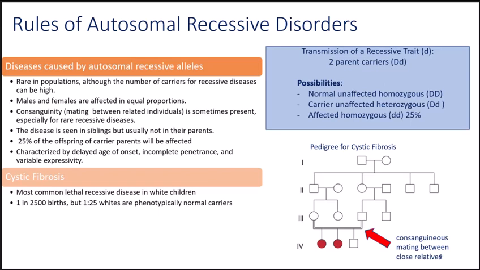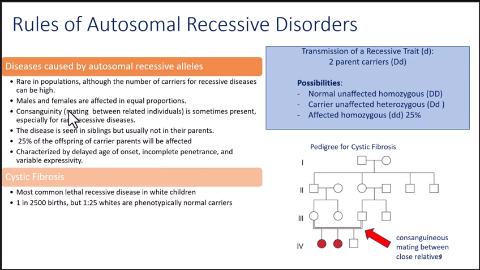Now, autosomal recessive disorders are considered rare, just like autosomal dominant disorders are, but the number of carriers of a disease can actually be quite high. And a lot of times you don't even know that you're a carrier for a condition unless you have an offspring that develops it and has clinical manifestations that warrant testing, or maybe you just found out some other way. Males and females are affected in equal proportions. We know that because it's not a sex-linked condition.